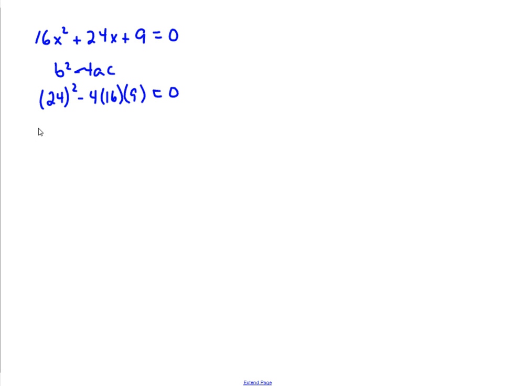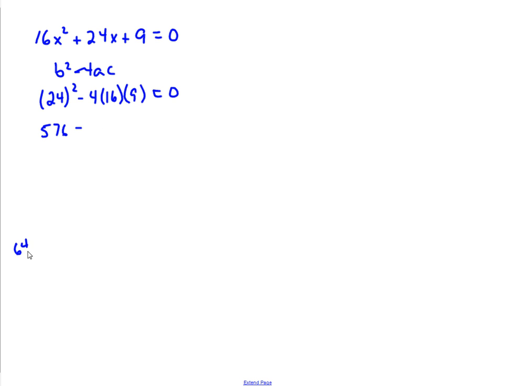24 squared, what's 24 squared? Well, let's think about this. I like to think of 24 squared as being 20 plus 4, and 20 squared would be 400. 4 squared would be 16, and 2 times 20 times 4 would be 160. So we're actually going to get 576. All right, what about this one? 4 times 16 times 9. Well, 4 times 16 is going to be 64. Take 64 times 9. What do we get?